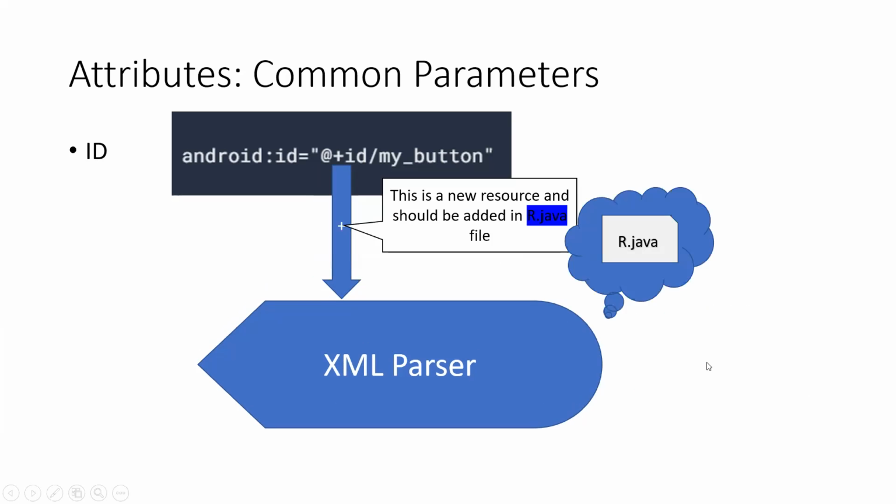Now let's talk about the plus. What do we mean by plus? The plus says that this is a new resource, and it should be added in the R.java file. It is an indication to the XML parser that this is a new resource and it should be in our resource collection, and the resource collection is maintained in the R.java file. So it uses some code in the R.java file to add it to our resource collection.